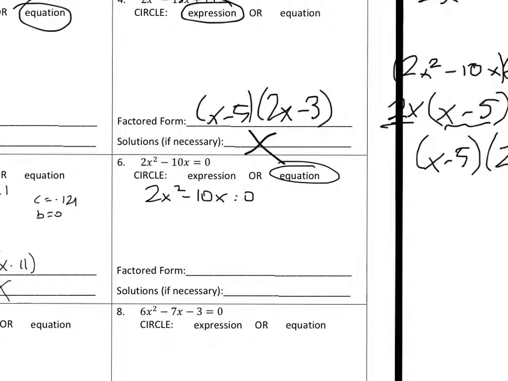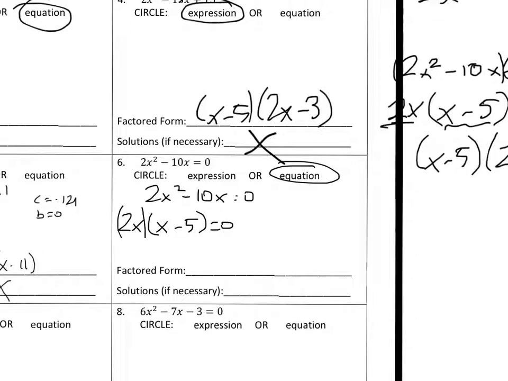Well, if you look at the form, there's no c, there's no constant. So that means I can use GCF. And there is a GCF between 2x squared and 10x. Well, 2 for sure, and an x. And then in the first term I'm left with x, the second term I'm left with x minus 5 equals 0. Well, these are my two factors.